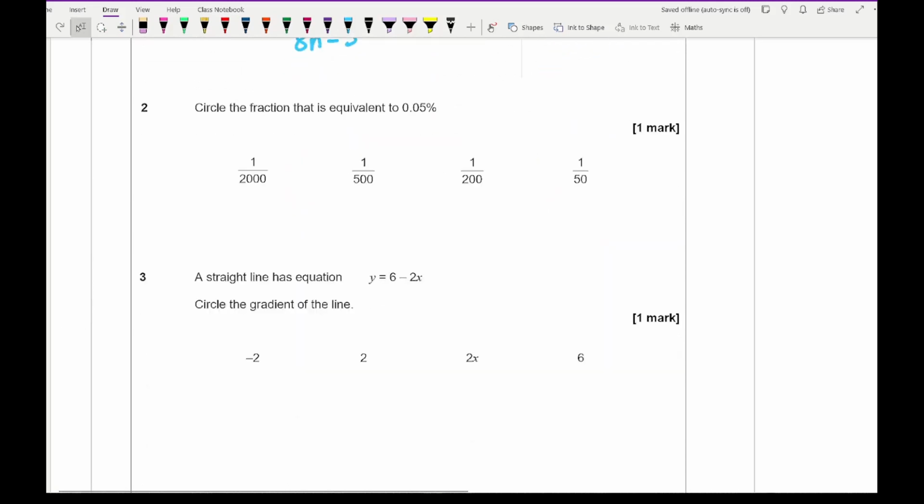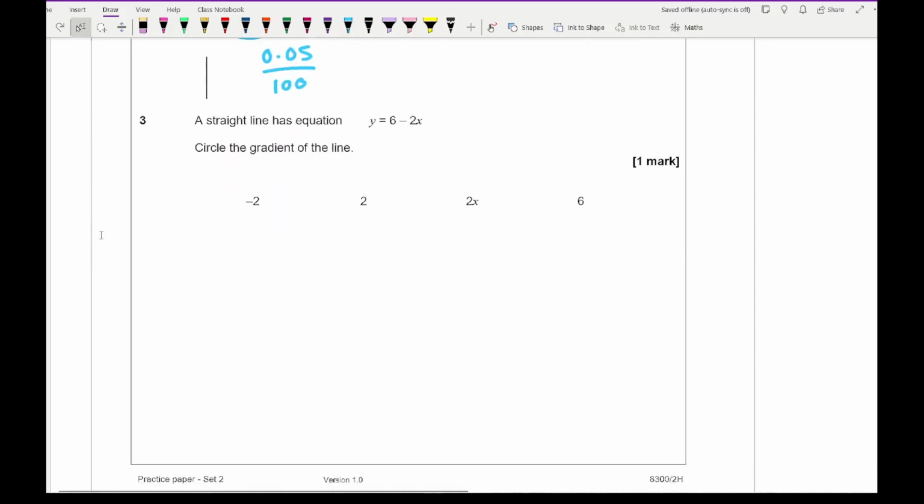Question 2, it says circle the fraction that is equivalent to 0.05%. So what we need to do here is basically on the calculator just enter 0.05 divided by 100, and if you type that in you should get 1 over 2000, which is our first option. With question 3, it says a straight line has the equation of y equals 6 minus 2x. Circle the gradient of the line. Well, the gradient of the line is always the number of x's, and in this case it's minus 2.